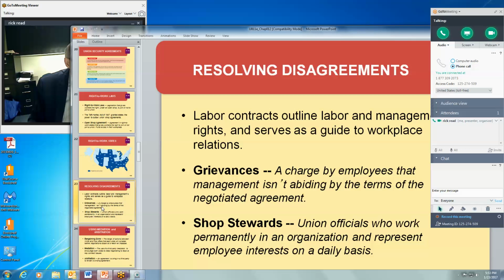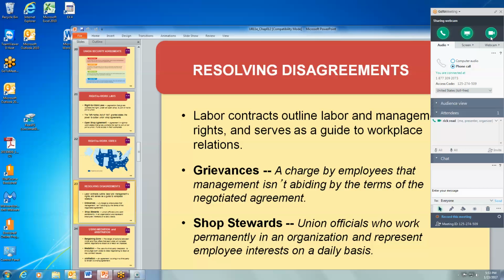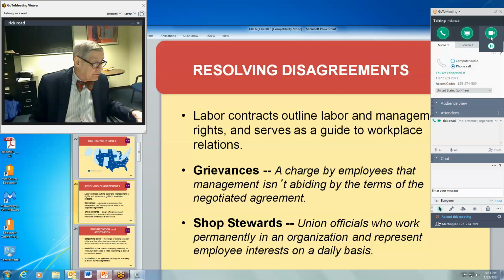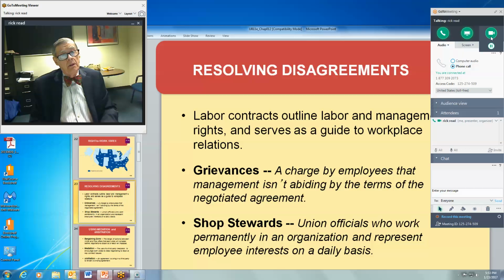Now, here's how we resolve grievances, and there's a figure in your text on page 342, 12.6. It starts out with a grievance, and an employee or employees say, "Hey, management's being unfair, and they're not holding to the negotiated agreement, and we need redress."